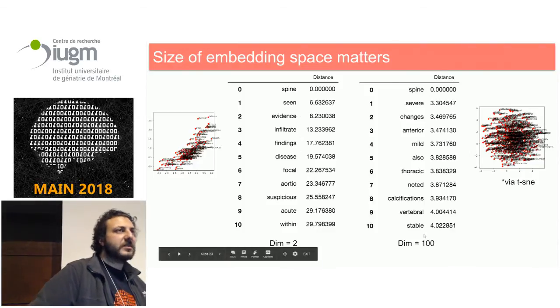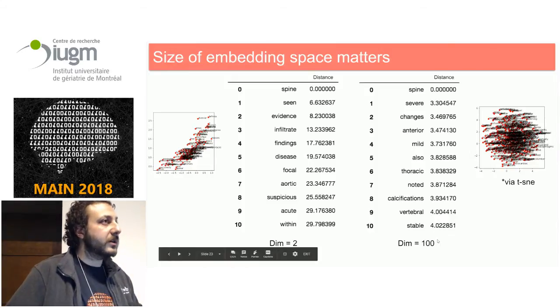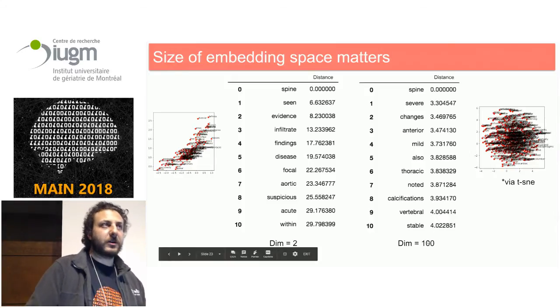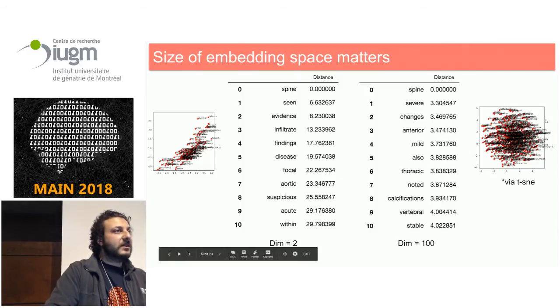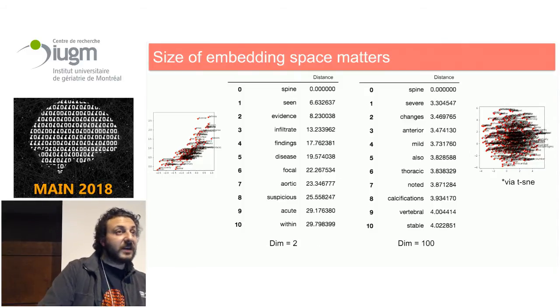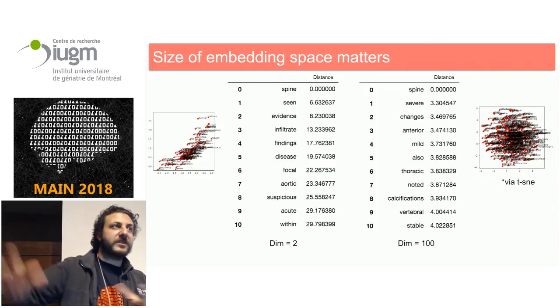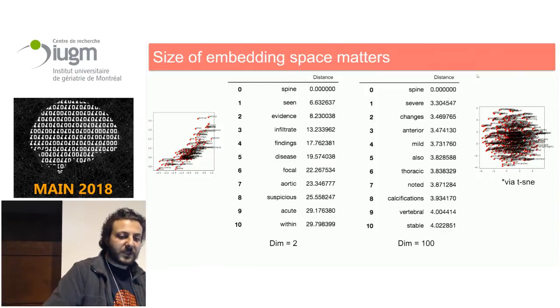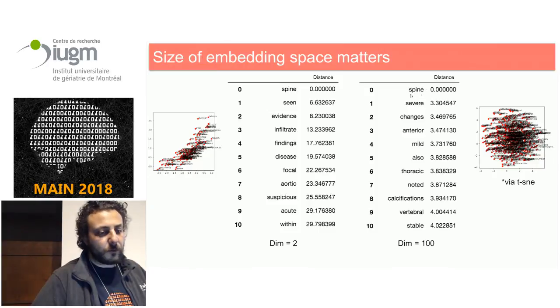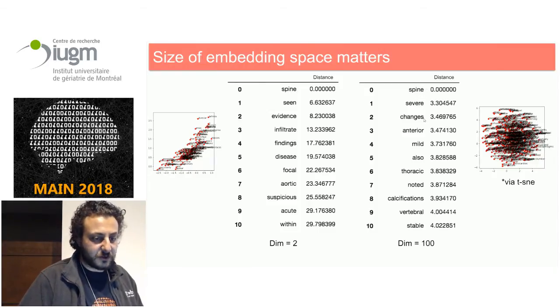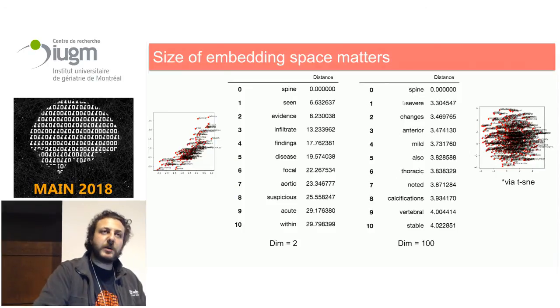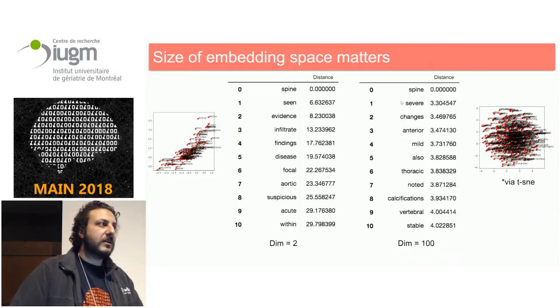But if we change the dimensionality of the embedding space to 100, for one thing, it makes it harder to look at. We can't just visualize it in 2D here. We have to take a t-SNE of the space to give us a two-dimensional representation of this high-dimensional vector. We can look at now where are the neighbors of the word spine, right? And we have spine, severe, changes, interior, mild, also thoracic, right? So maybe these make more sense given the reports that are there.